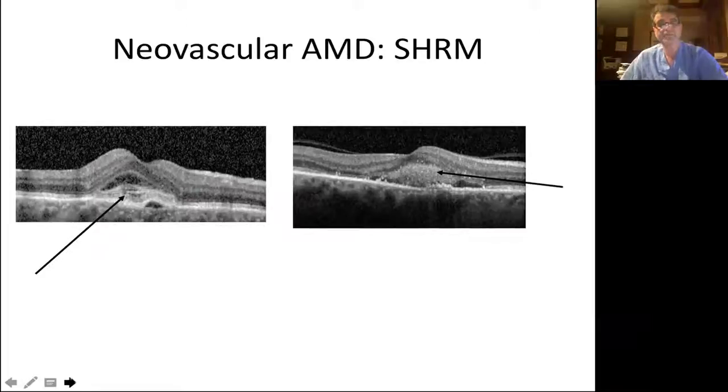And that leads to a very important finding, and that is a subretinal hyperreflective material. And that's shown by this black arrow. We can see this hyperreflective lesion between the retina and the RPE. This often correlates with classic choroidal neovascularization. Here's another excellent example of a lesion.